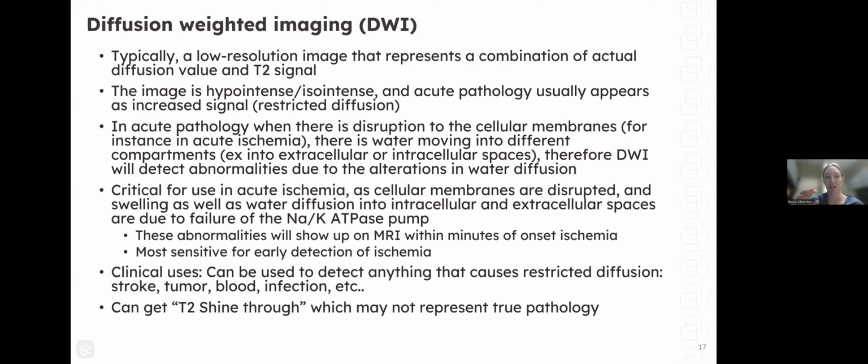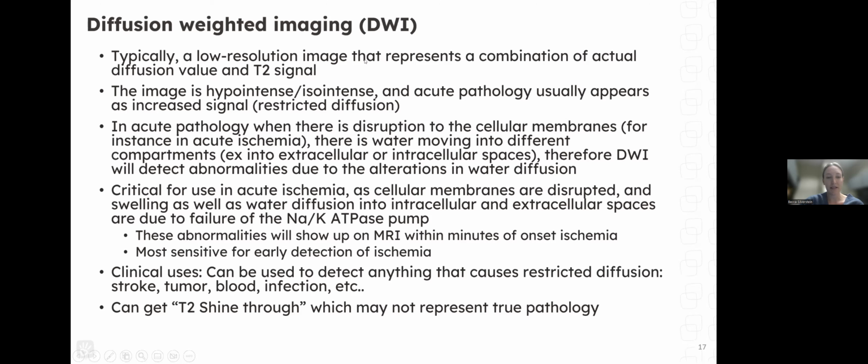So increased signal, restricted diffusion, water is not able to move through the parenchyma or the tissue as easily. So in acute pathology, you're detecting those abnormalities and alterations in water diffusion. This is critical for use in acute ischemia, as those cell membranes are disrupted. You have water diffusion into intracellular and extracellular spaces due to the failure of the sodium-potassium ATPase pump. And these abnormalities will show up within minutes of ischemia.